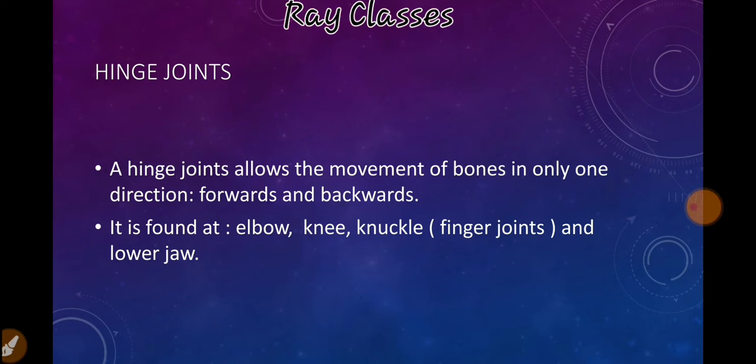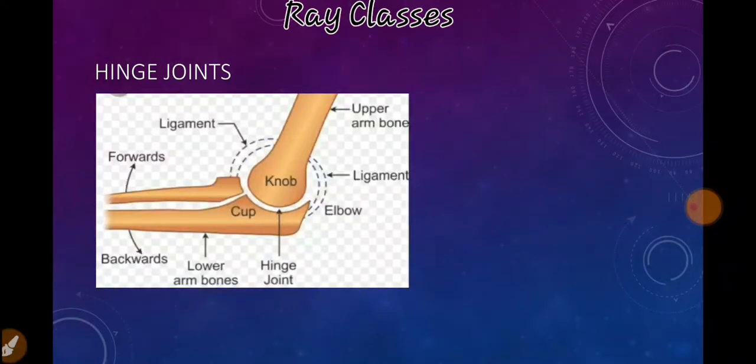Let us try to bend our arm at the elbow. We will find that we can bend it only in one direction, forward and backward. This is because our elbow is a hinge joint. At the elbow, the upper arm bone forms a hinge joint with the lower arm bone. This happens as follows: the lower end of the upper arm bone is in the shape of a knob, and the upper end of the lower arm bone is in the shape of a cup. The knob of the upper arm bone fits into the cup of the lower arm bone to form a hinge joint at the elbow. The ligament holds the upper arm bone and lower arm bone together at the elbow joint.